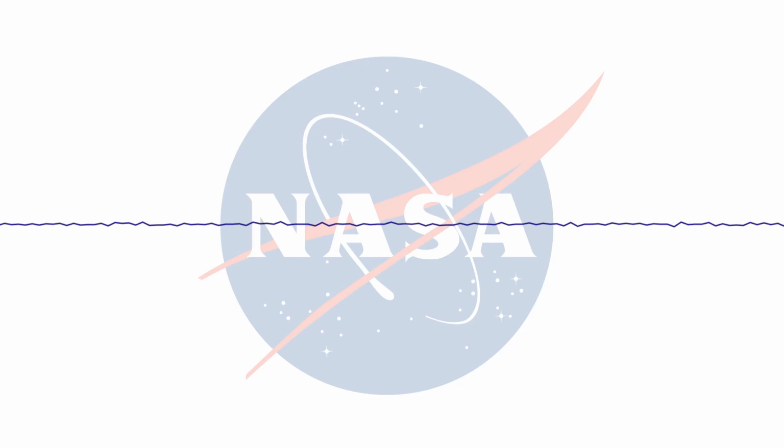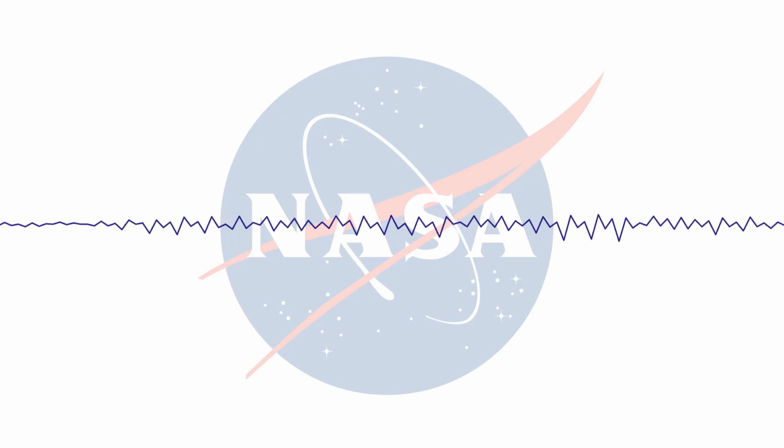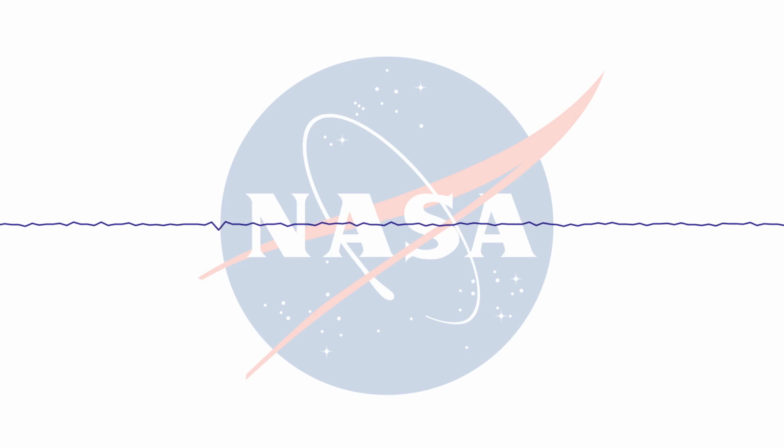What is the distance from the center of Van de Graaff to the center of the anomaly? It's 80 kilometers from the northern rim. So from the center of Van de Graaff, it's about 130, 140 kilometers.